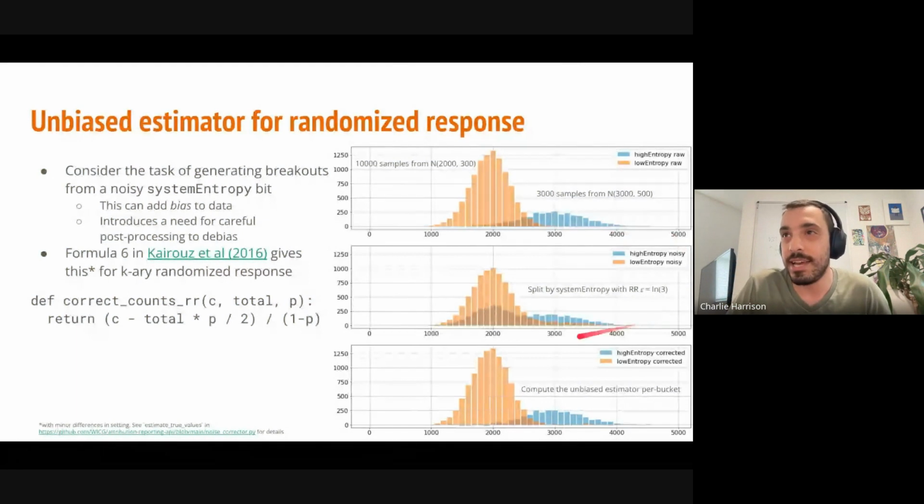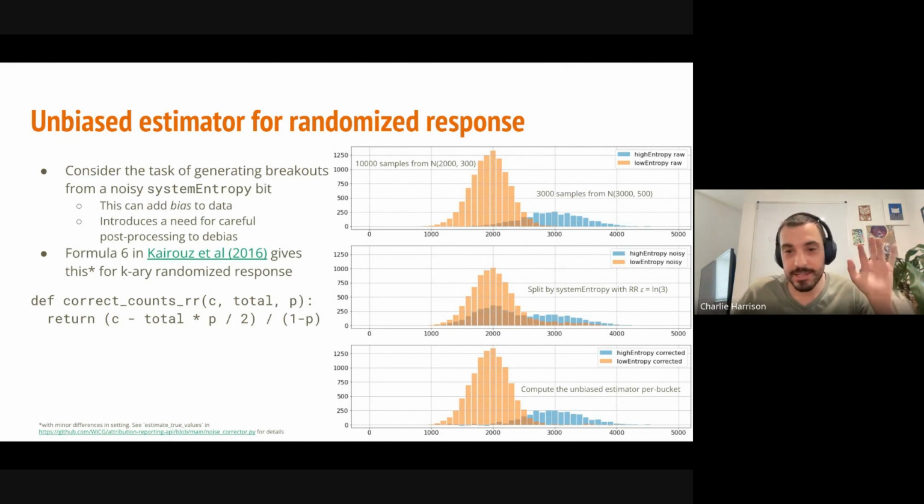Here you can see that if we randomly flipped every input and put it in the low entropy or high entropy histogram, it's all mixed together. A lot of the mass from the low entropy bucket moved to the high entropy bucket. Now it looks like the high entropy is a lot more performant than the real answer would be. But there are techniques to debias the data and get corrected counts.